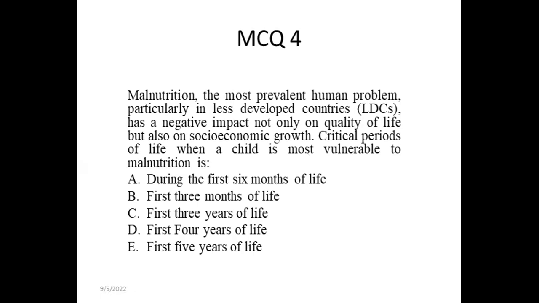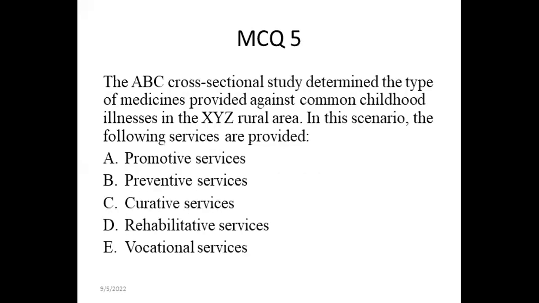Beta, alpha will be the correct option. As I already mentioned, the most common critical period according to such studies is the weaning period or intrauterine period. Therefore, the first 6 months of life of a child is the critical period when the child is most vulnerable to malnutrition, alpha, during the first 6 months of life.